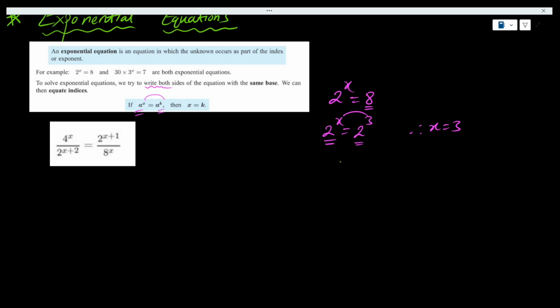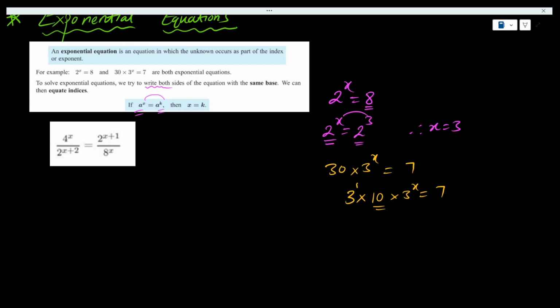Similarly, here it's written 30 times 3 to the power x equals 7. I need to get the value of x here, but in this case I write it as 3 times 10 times 3 to the power x equals 7, because 10 has factors 2 and 5.